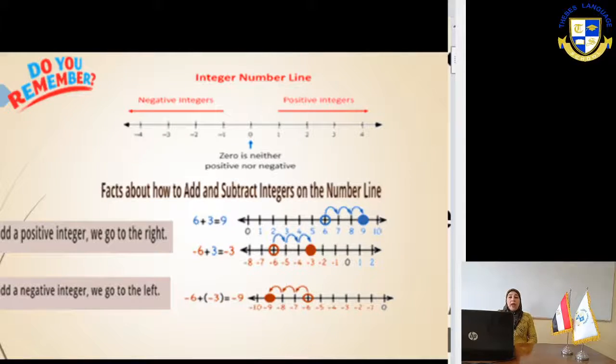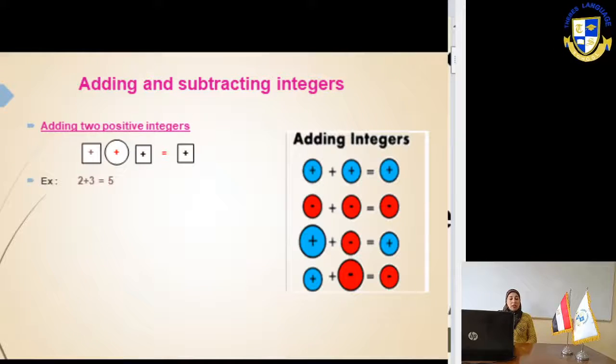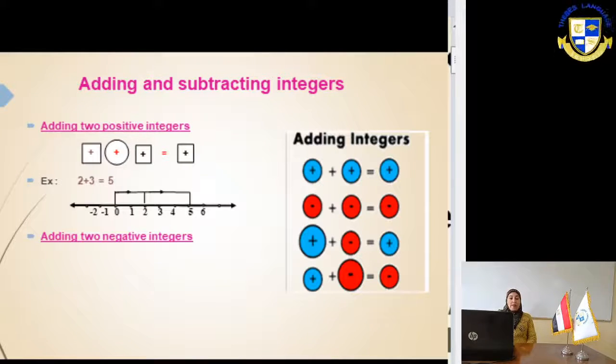So, here we have some rules to make it easier. Number 1: when we're adding two positive integers, the answer must be positive. So 2 plus 3 equals 5. I'll start from 0 each time and I'll reach the first integer. After that, I'll add or subtract according to our operations. Number 2, adding two negative numbers. If I'm adding two negative numbers, the answer must be a negative integer. Okay, so negative 2 plus negative 4, the answer will be negative 6.